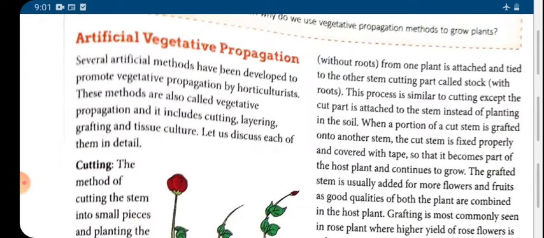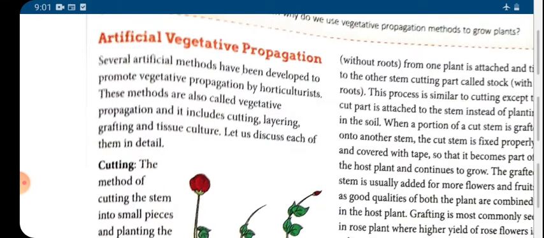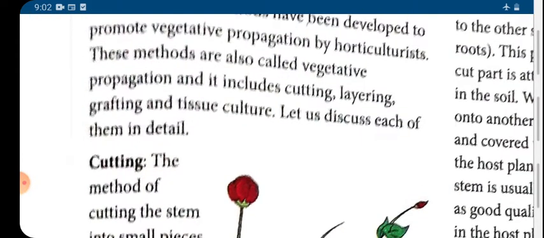Several artificial methods have been developed to promote vegetative propagation by horticulturists. Horticulturists are the people who are experts in crop cultivation and management. So by these people, few artificial methods have been developed. What is the reason? To promote vegetative propagation. These methods include cutting, layering, grafting and tissue culture. Let's talk about these processes one by one.